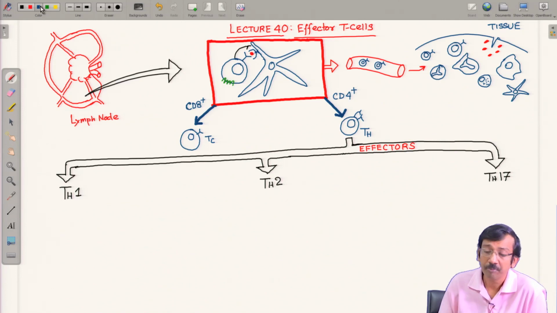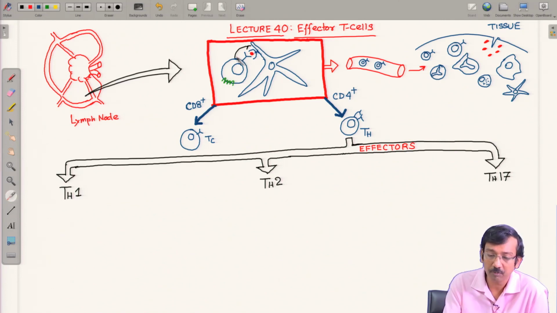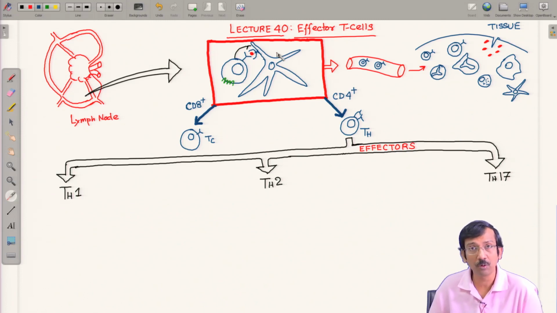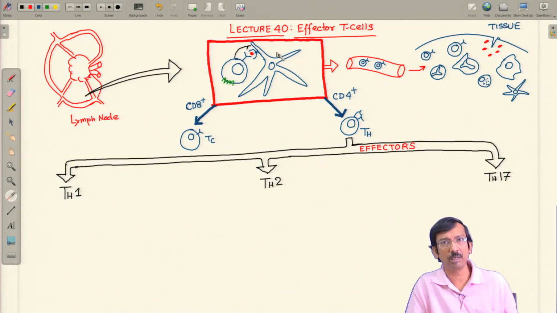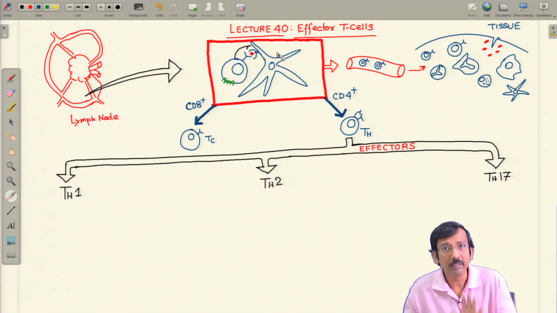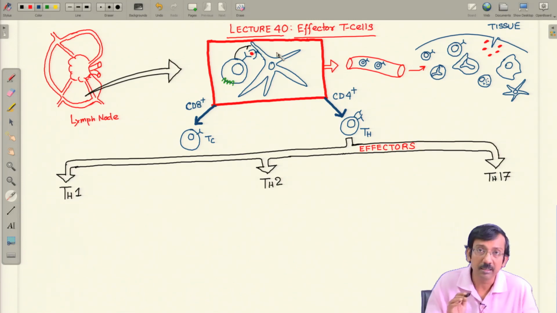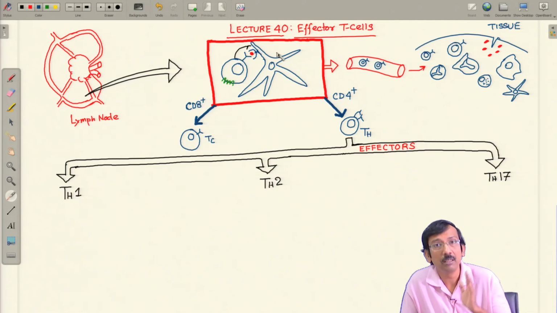we remember this picture where we have seen that a naive T cell, let us say a CD8 plus or a CD4 plus naive T cell, can interact with an antigen presenting cell like a dendritic cell, by the presence of the MHC molecule on the APC, which presents the antigen, with the TCR, the T cell receptor, and the CD4 or CD8 co-receptor, and there are many other interactions we are not discussing here.